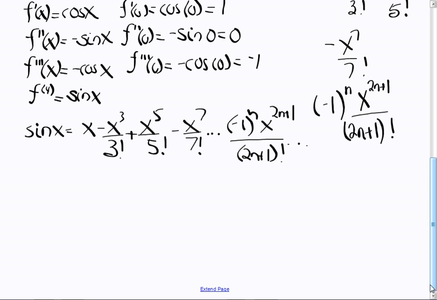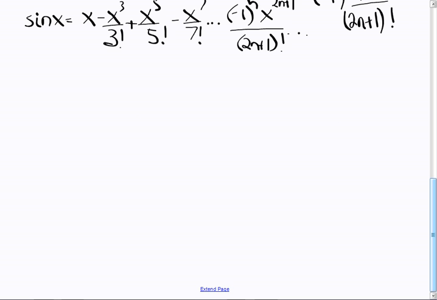Okay, Grant, how does the cosine of x relate to the sine of x? That's true, but there's a relationship between cosine. It's the derivative of the sine of x.